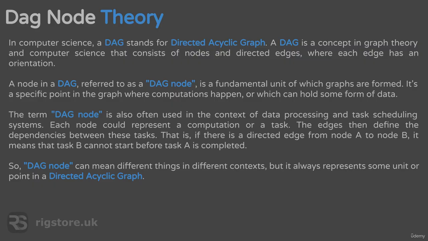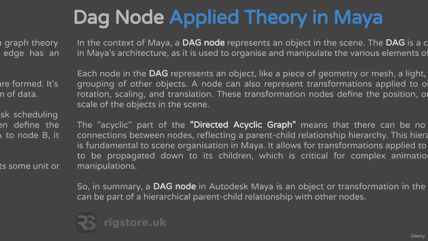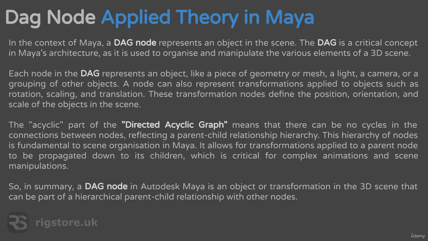Each node would represent a computation or a task, and the edges then define the dependencies between these tasks. That is, if there is a directed edge from node A to node B, it means that task B cannot be started before task A is completed. So DAG node can mean different things in different contexts, but it always represents some unit or point in a directed acyclic graph. Let's talk about a DAG node now with applied theory in Maya.